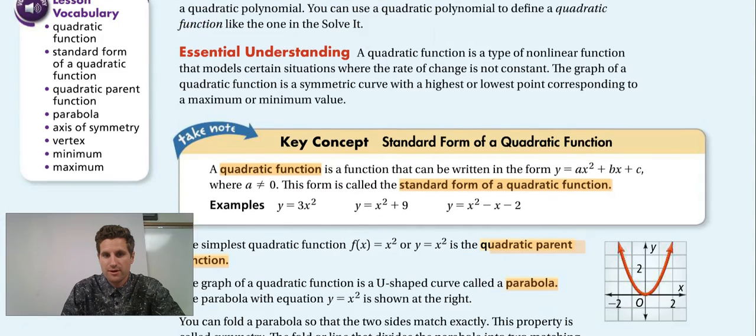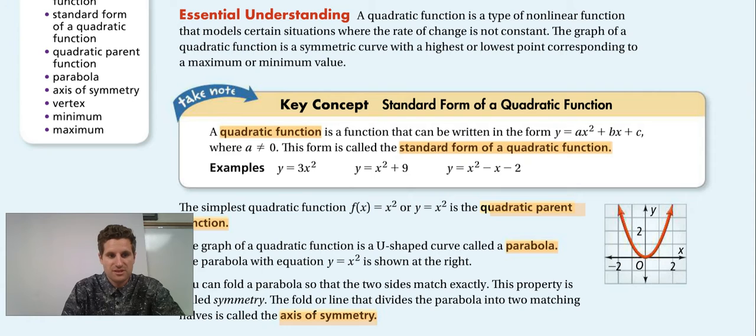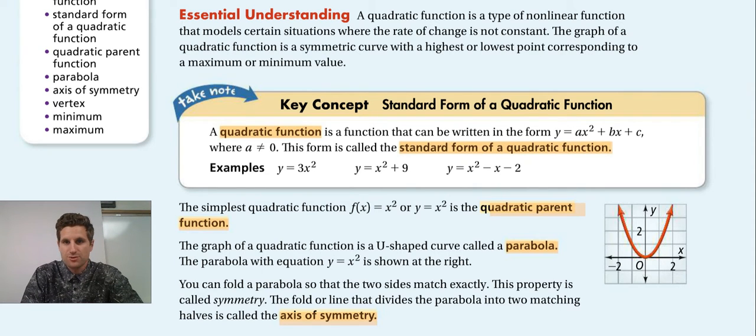And scrolling down. This is the good stuff right here. Okay, so we're going to do a bit of writing. Hope you're ready. Let's read this first part. Essential understanding. So a quadratic function, what is it? It's a type of nonlinear. Linear means straight line, so this is not going to be linear. It's going to be curving.